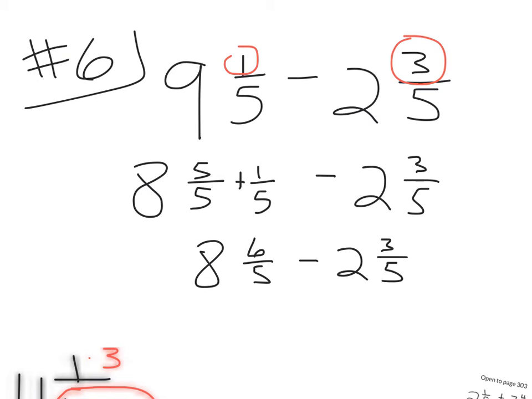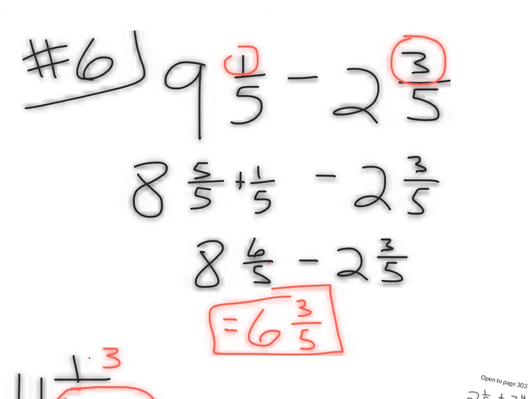So 8 take away 2 is 6. 6 take away 3, that's going to give me 3/5 right there. And that is my final answer. If you want, there's a similar problem on the blackboard where it says 7 and 1/6, take away 5 and 2/3. Same type of trick going on there.